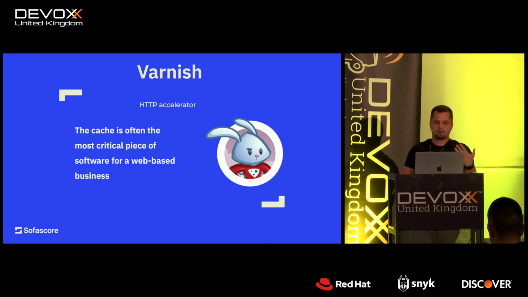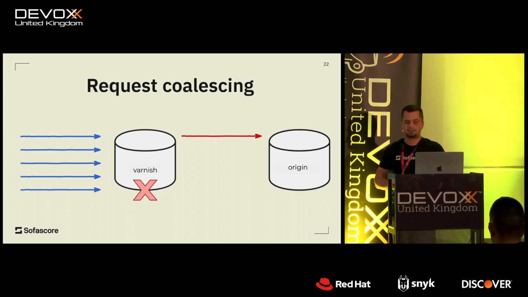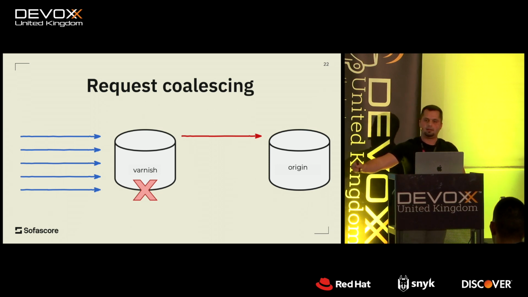So one of the things it also does is request coalescing. So if something is not in your cache and you get 1 million users trying to get that same thing, it will only pass one request to the backend. When that request is done, it will cache it and then return 1 million responses back to all of the users. So your backend services are really getting almost no impact if you do your cache properly.